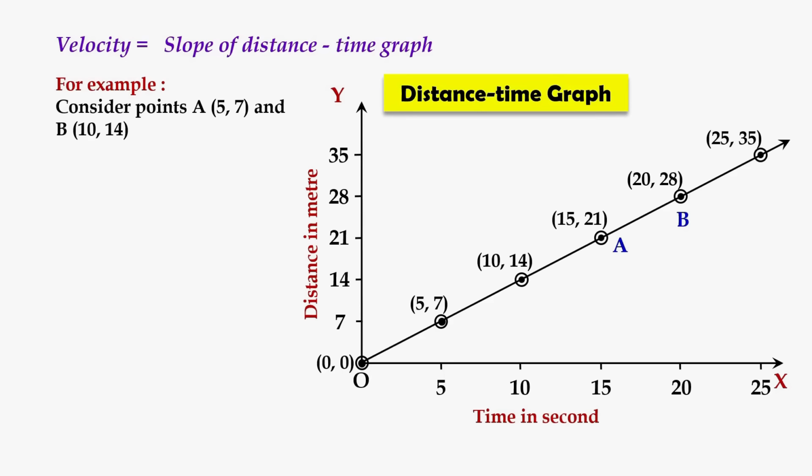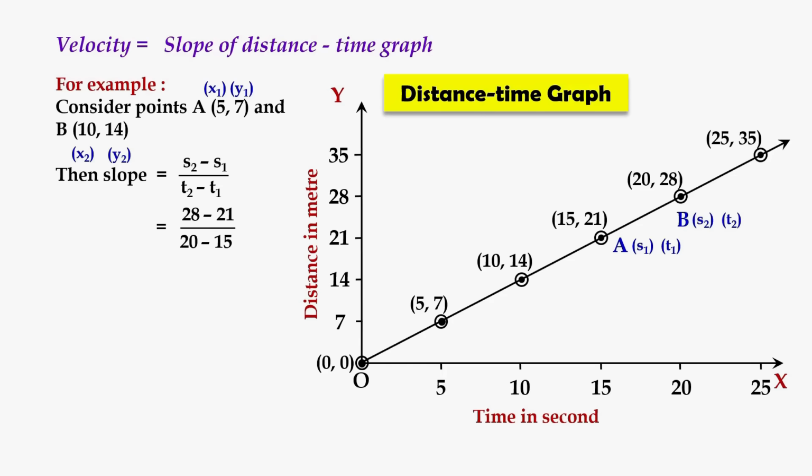Let us consider the first point where time is 15 seconds and distance is 21 meters. Now consider the second point where time is 20 seconds and distance is 28 meters. Velocity is calculated as the change in distance divided by the change in time. First, find the change in distance. The distance increases from 21 meters to 28 meters. So, the change in distance is 7 meters.